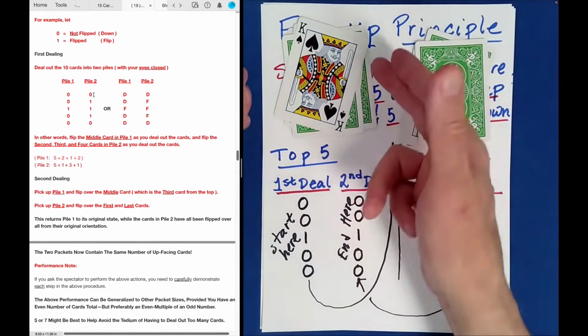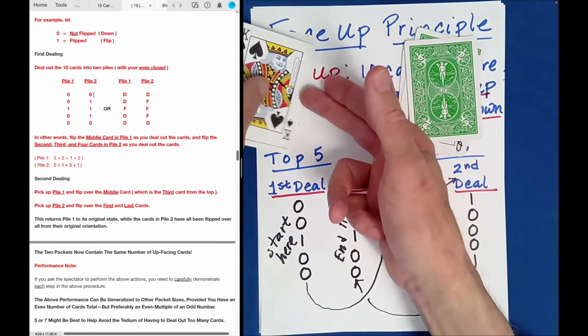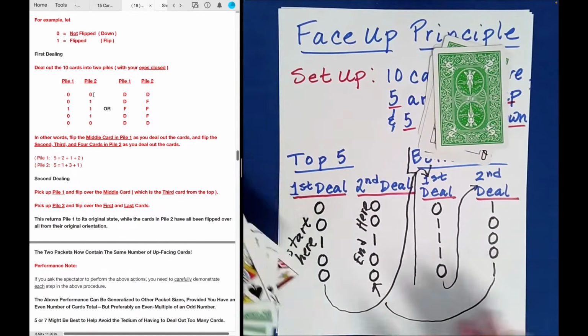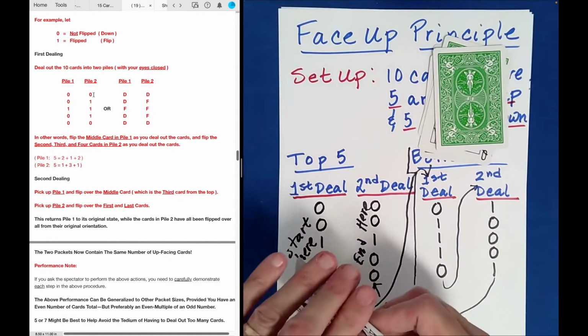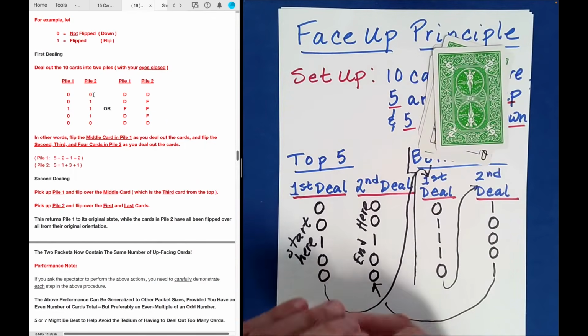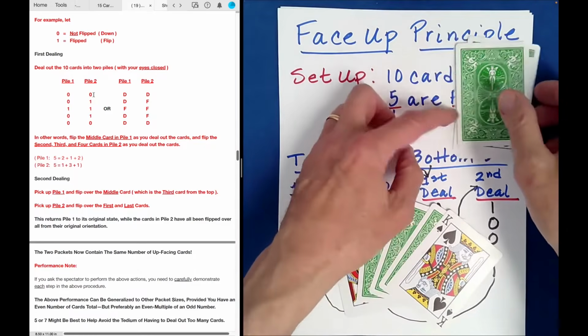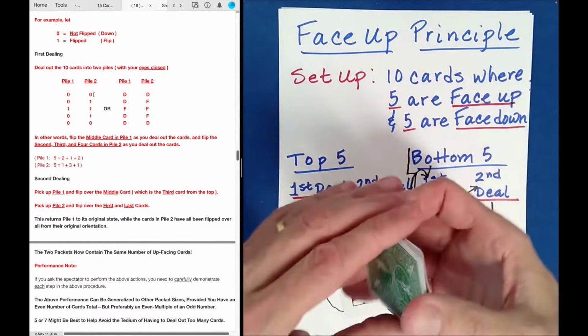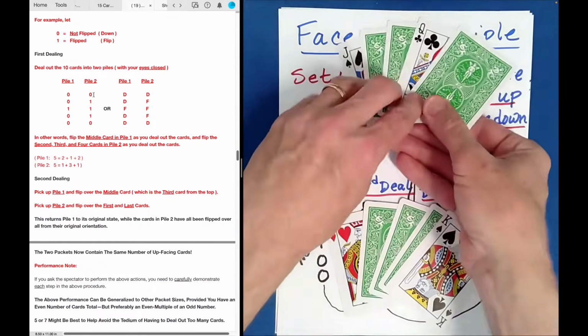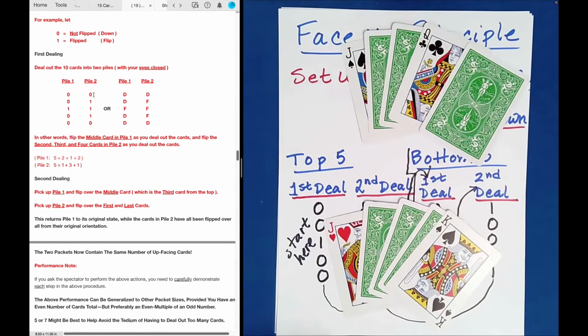So I do down, down, flip, down, down. And the fact that you can do that with your eyes closed, you know, with your eyes open, of course, you could accomplish the task of having the same number of face-up cards in each. I mean, that would be ridiculous, right? But you're doing it with your eyes closed, you know, and you can even have a blindfold on or something. Okay, so these are guaranteed to have the same number of cards.